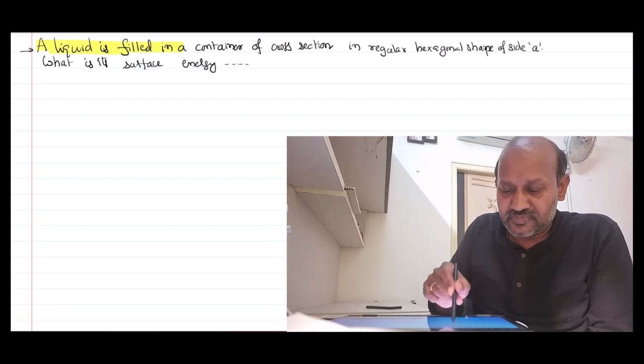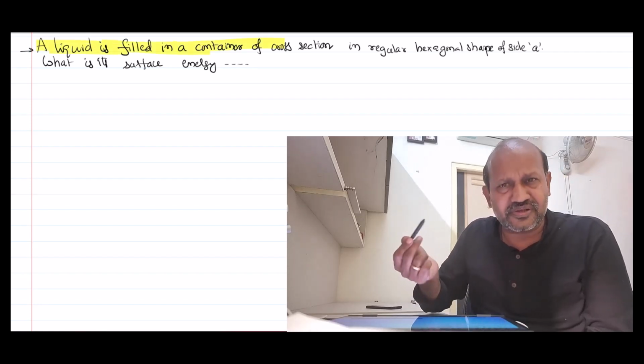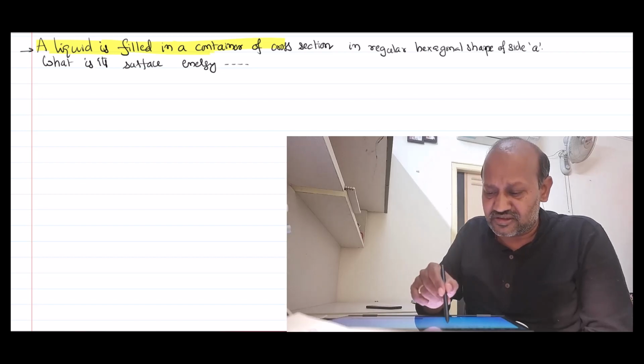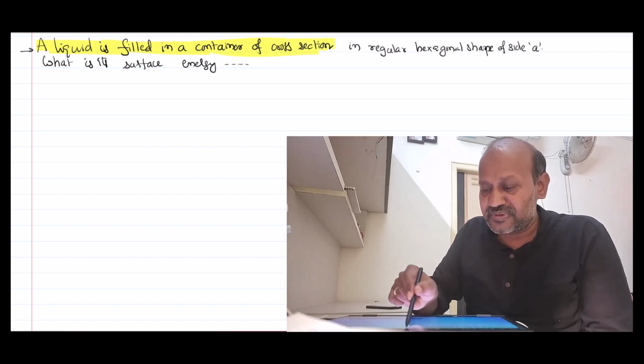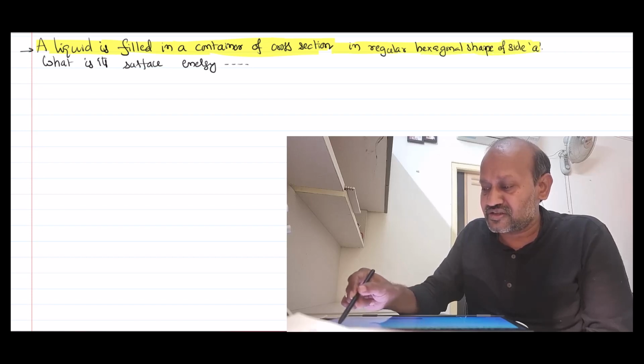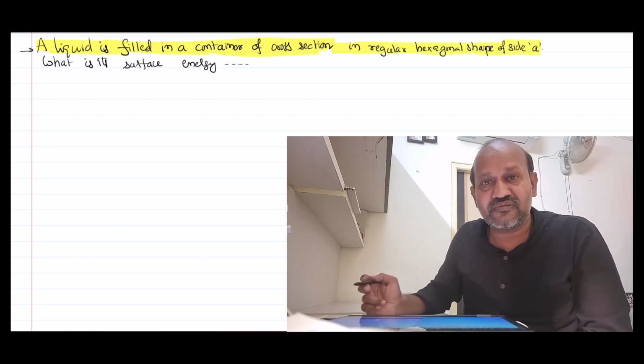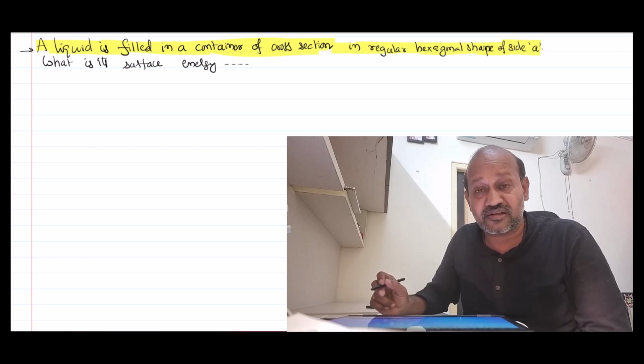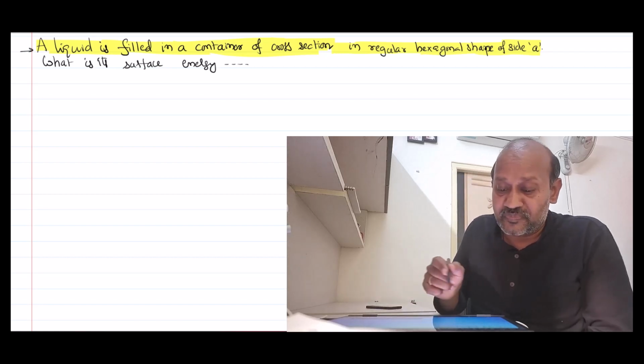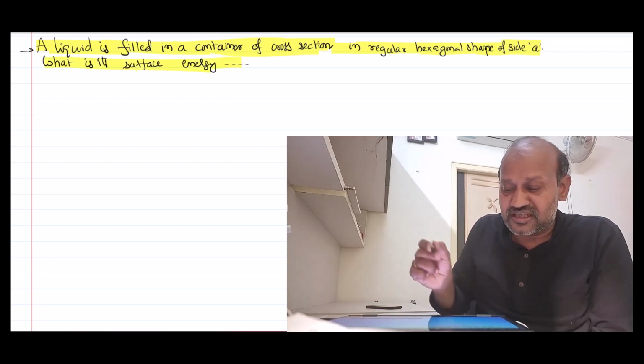A liquid of known surface tension, which we may assume is given as T, which I have not written in the problem, is kept in a container with a cross section in the shape of a regular hexagon of side A. What is the surface energy that it has?